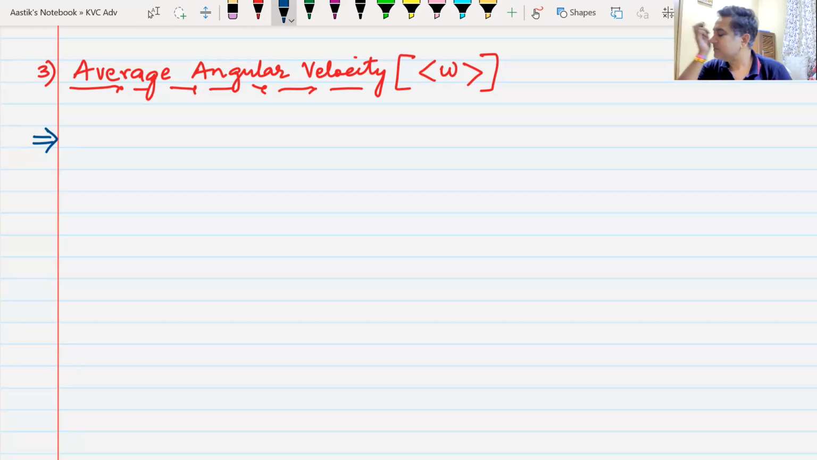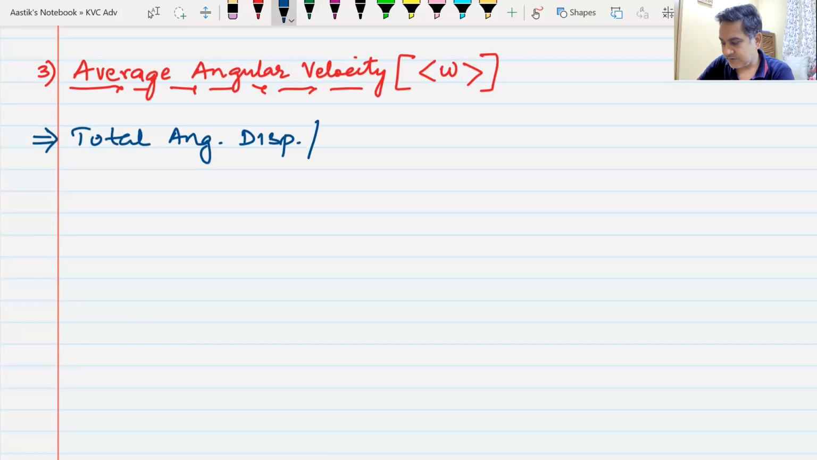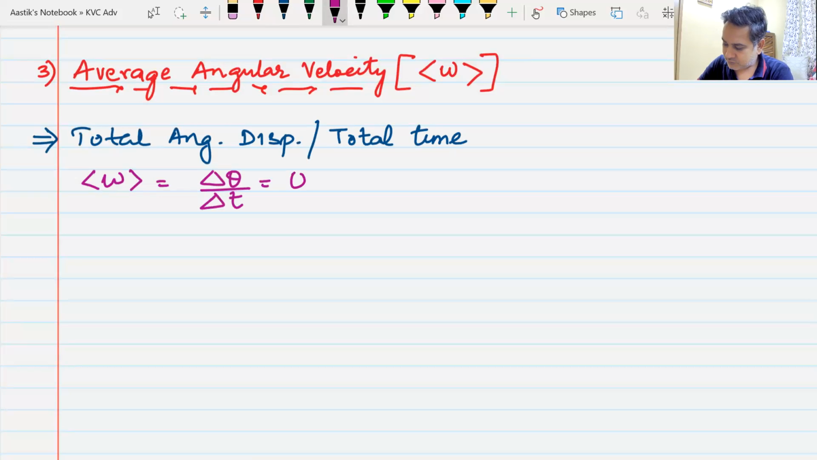Angular displacement by change in time. Time does not change, you don't call it change in time. Total angular displacement divided by total time. So I can write average angular velocity as delta theta by delta t, or I can write it as theta 2 minus theta 1 divided by delta t.